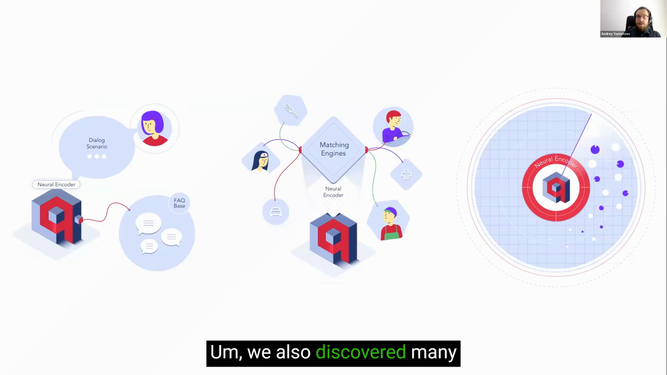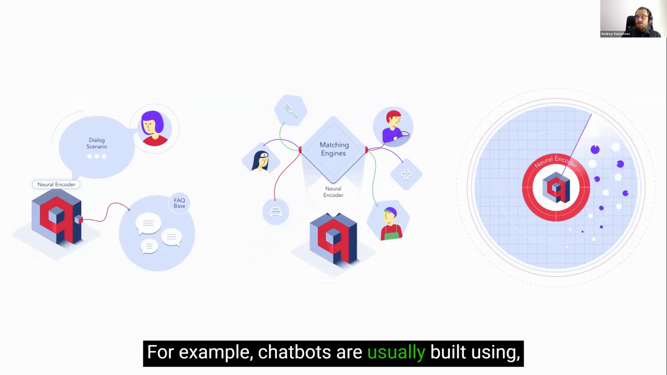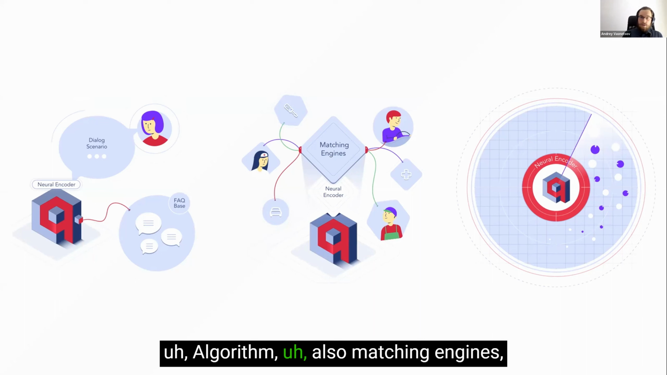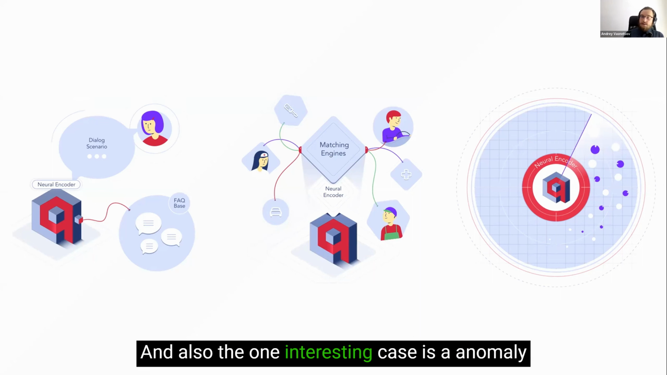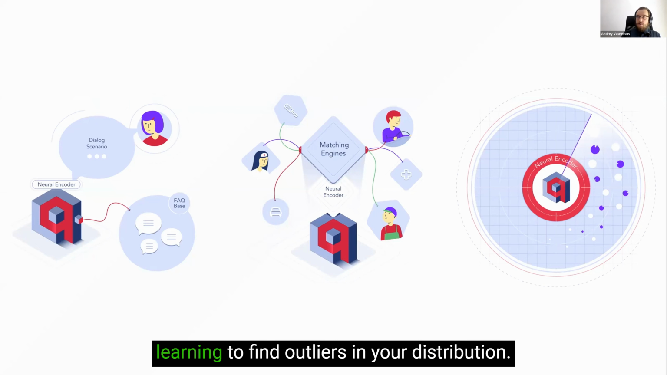We also discovered many other interesting applications. For example, chatbots are usually built using intent detection, and intent detection could also be implemented as a search algorithm. Also matching engines, all sorts of content recommendation, and also one interesting case is anomaly detection, where you can use similarity learning to find outliers in your distribution.